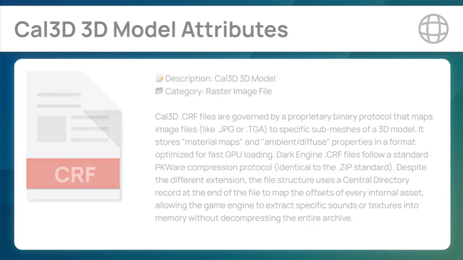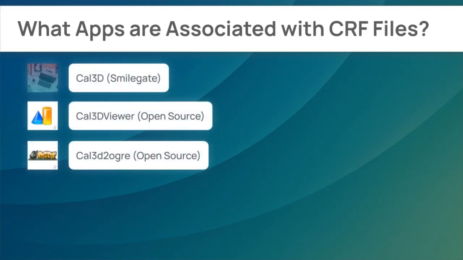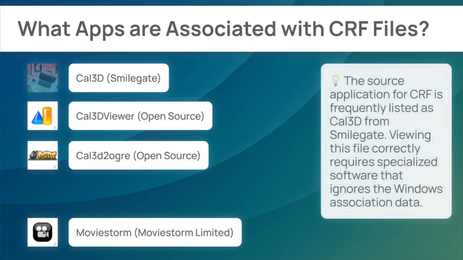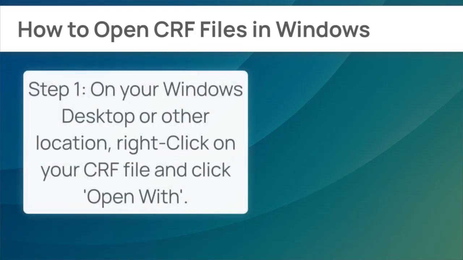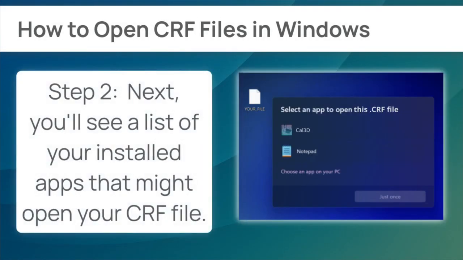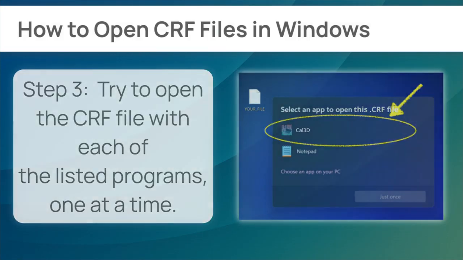To ensure best performance with CRF, always start with Cal3D from Smilegate. Only a dedicated file viewer can bypass the simple header errors in this format. Windows can show them in standard viewers, though professional adjustments need imaging software. Go to the file and right-click your CRF file, then click Open with, prioritize Cal3D if you see it. If not, select any program on the list. A little trial and error is expected here.